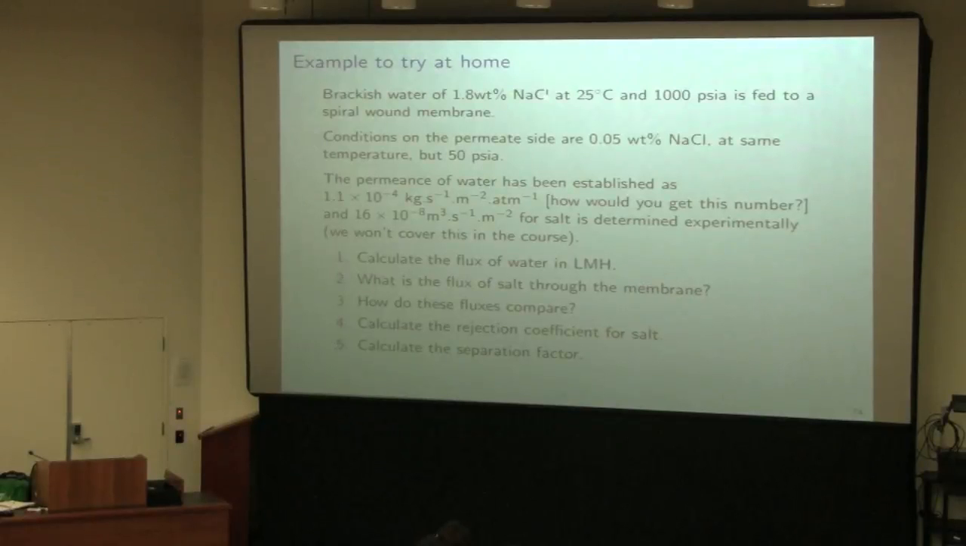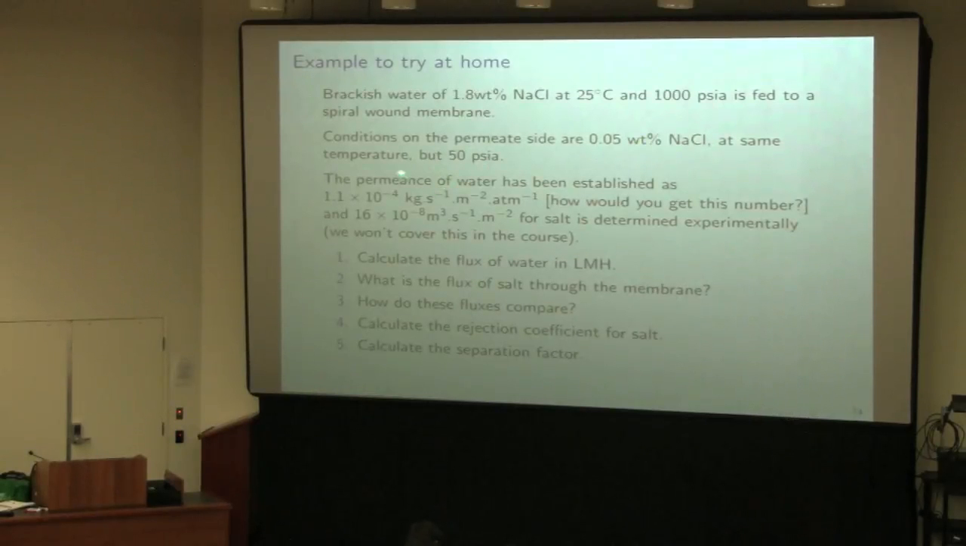So let's make the assumption that all the salts are actually just sodium chloride, which it would never be, at 1.8 weight percent sodium chloride at ambient temperatures. We're going to pressurize that and feed it to a spiral membrane at 1000 psi. So that's my feed side. My permeate side then is 0.05 weight percent, same temperature, and the pressure on the permeate side is 50 psi. So with technologies to recover pressure, we always have to spend about 50 psi pressure drop through the membrane, but can we recover any of the remaining pressure? That's what those other technologies in that future video are about.